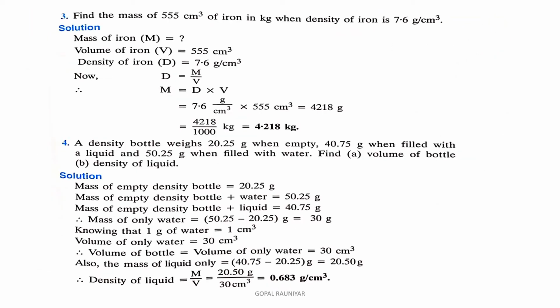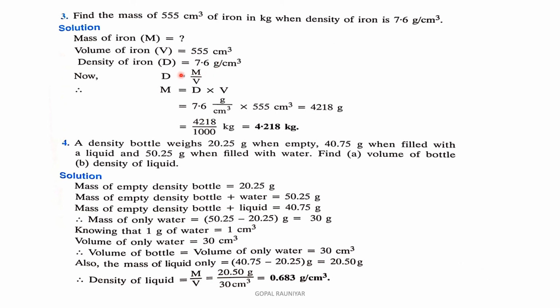Now the next question is, you have to find out the mass of 555 centimeter cube of iron in kilogram when the density of iron is given as 7.6 gram per centimeter cube. Here density is given in gram per centimeter cube, mass is what we have to find out, and volume is given, 555. Now volume is 555 centimeter cube, density is given.